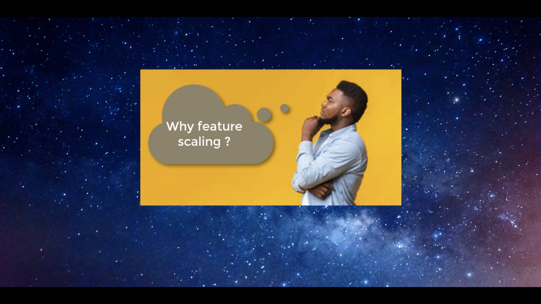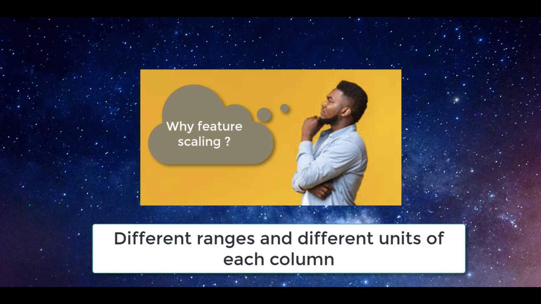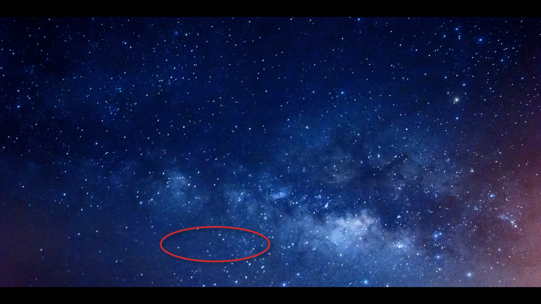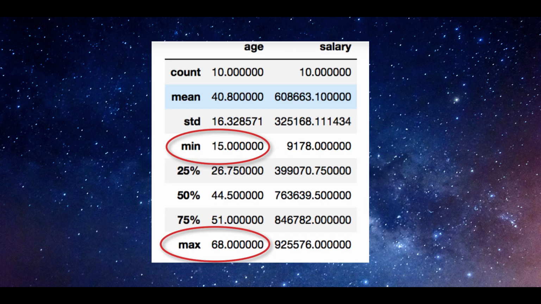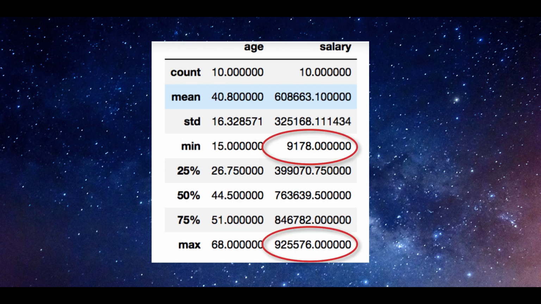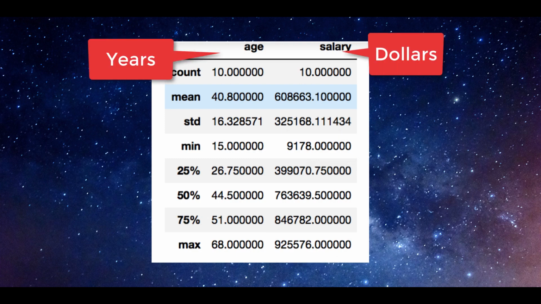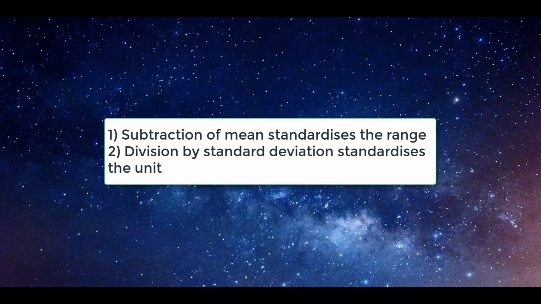Remember, we chose to do feature scaling because different columns can have different ranges and they can be in different units. For instance, age in our dataset ranges from 15 to 68, whereas salary ranges from about 9,000 to 900,000. Speaking of units, age is in number of years, whereas salary is in dollars. The centering of the mean at 0 takes care of the varying ranges, and the division by standard deviation takes care of the varying units.